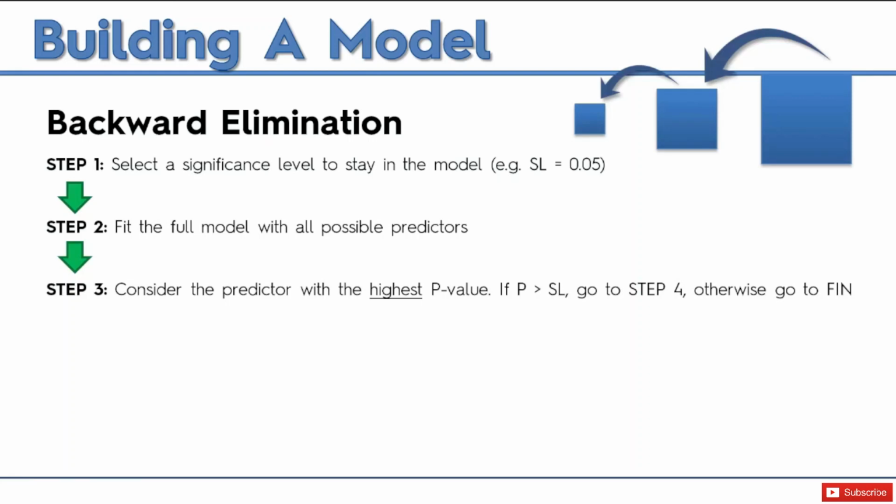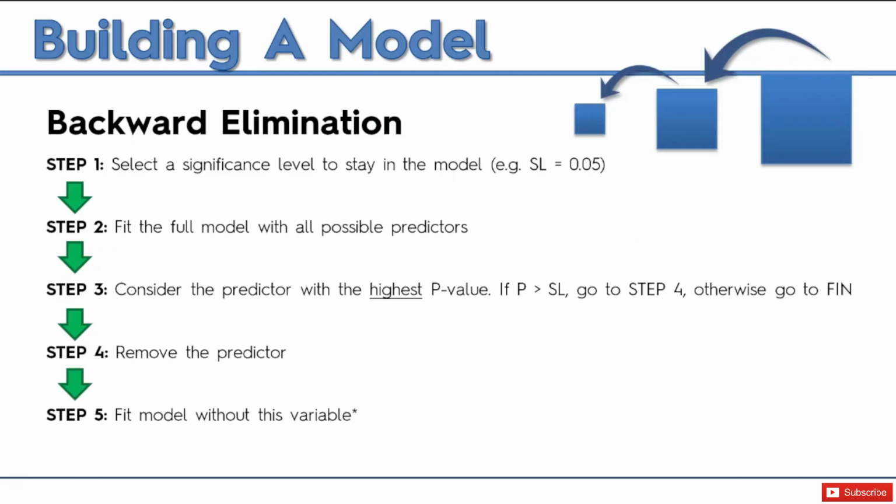Step three, you consider the predictor with the highest p-value. Remember those p-values that we talked about in, for instance, Gradle or in any software, you can see them. After you fitted the model, you'll see the one with the highest p-value. If p is greater than your significance level, then you go to step four. And step four is you have to remove that predictor. So you remove the variable that has the highest p-value. And from step four, you fit the model without this variable.